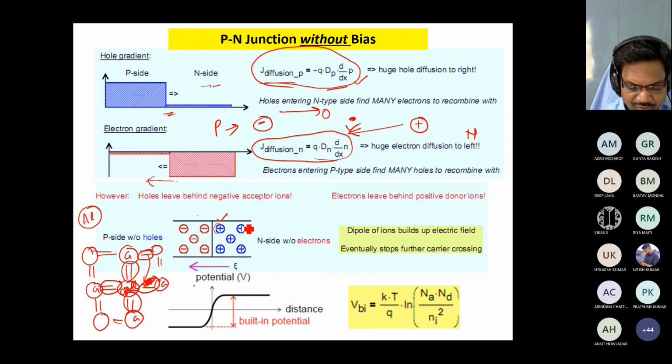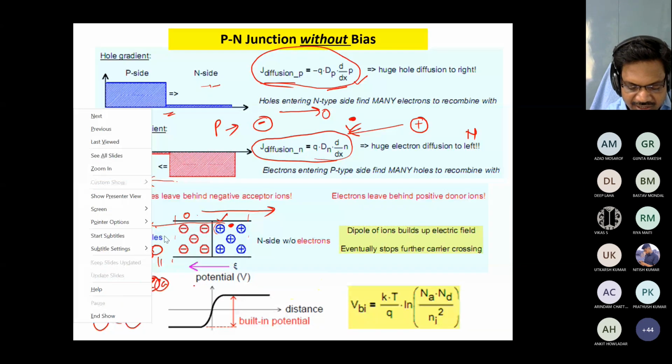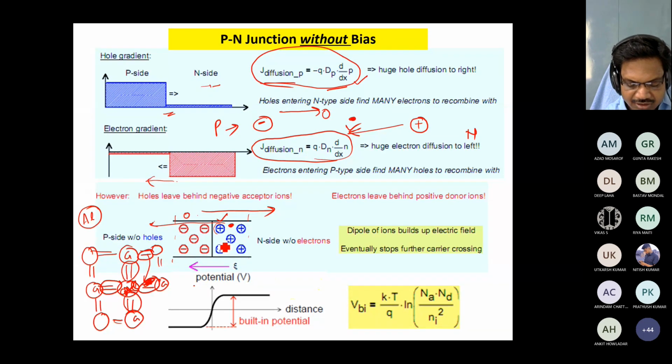And this is what is called the depleted region. This region is depleted of free carriers because holes from here have already crossed, moved towards the n side, and recombined and been lost, and electrons from here have already moved towards this side and recombined with the holes and been lost. So now, near the junction, we are getting the uncompensated space charge region.